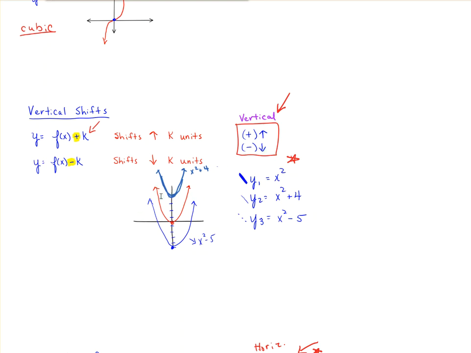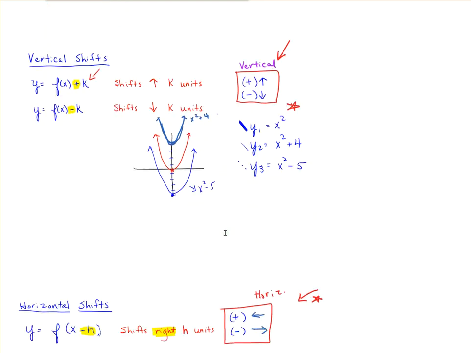We've got your basic x squared here, and then this is x squared plus 4, the vertex shifted up 4, and x squared minus 5, the vertex shifted down 5. So there's all three showing that they're based on this x squared basic.